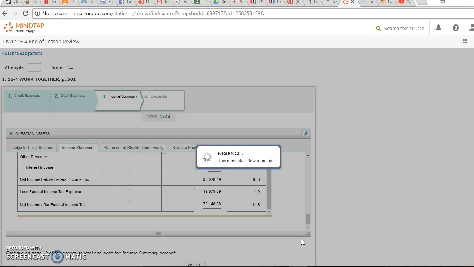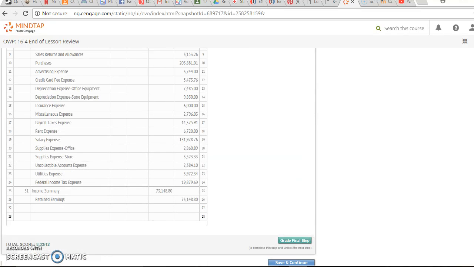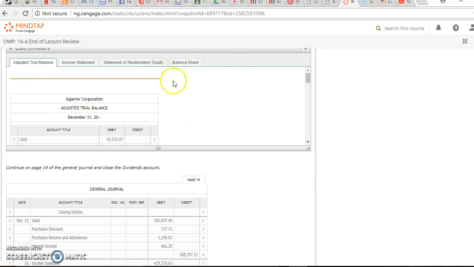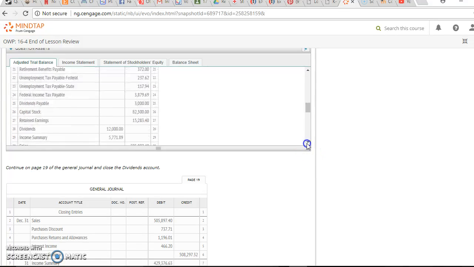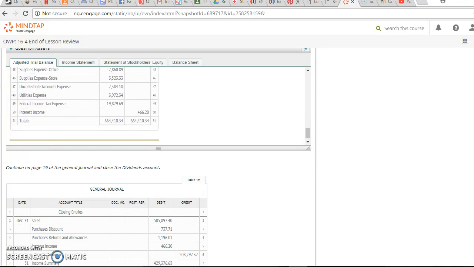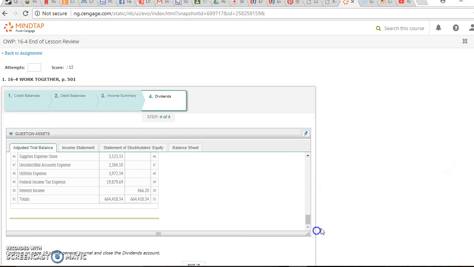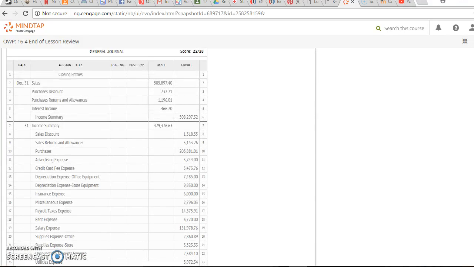Okay, then the last step, like I said, is to close the dividends account. We're closing in the order going backwards. So we're going to go to December 31st. Dividends has a debit balance, so we're going to credit that, and we are going to debit income summary. Then just looking at the balance in our adjusted trial balance, what we had in dividends. Okay, so then we're going to close out our dividends account.